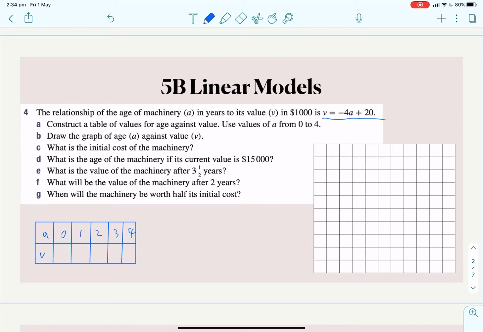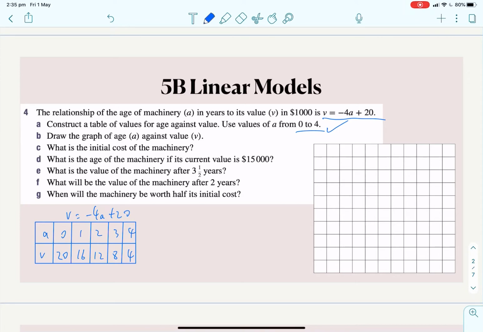We do a table of values. So it's 0, 1, 2, 3, 4. They asked to go from 0 to 4. Here A is age and V is value in thousands, so basically the value times 1,000. We just do substitution here. V equals negative 4A plus 20. Substituting in 0: A is 0, 4 times 0 is 0, plus 20, so it's 20. 1 times negative 4 is negative 4, plus 20 is 16, and then 12, and 8, and 4. Okay, we've got a few numbers. That's good.